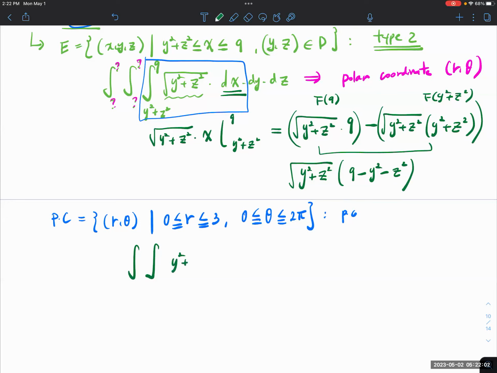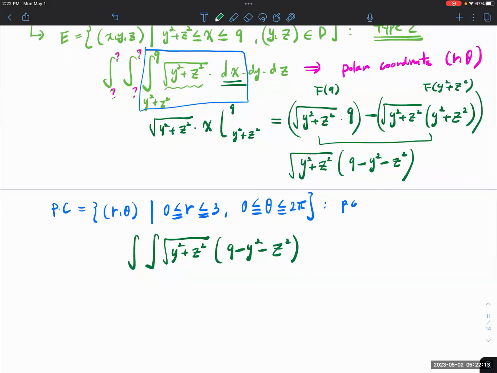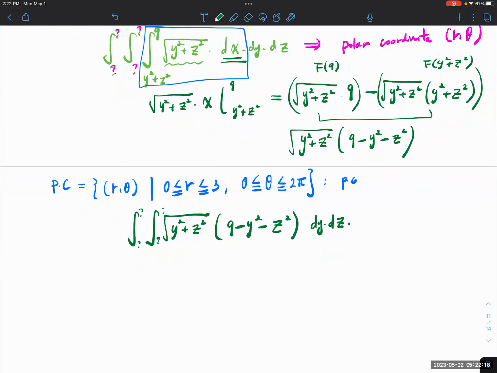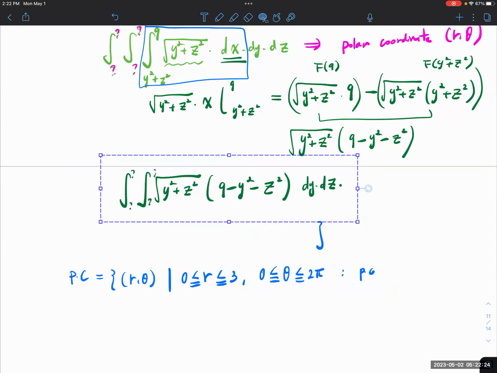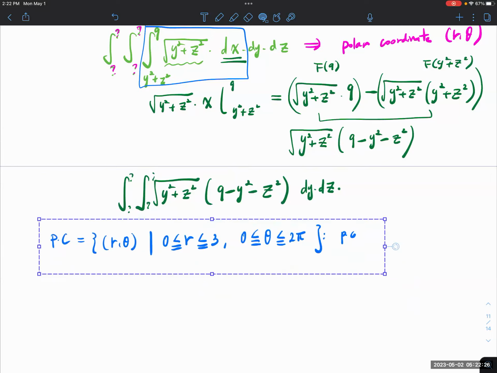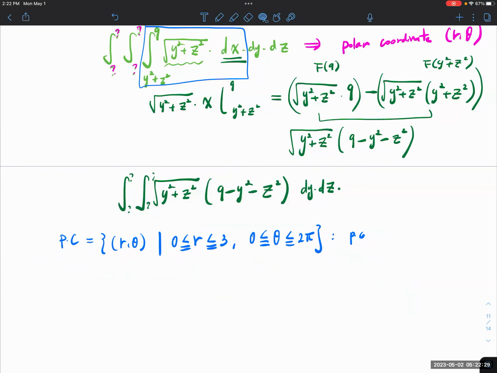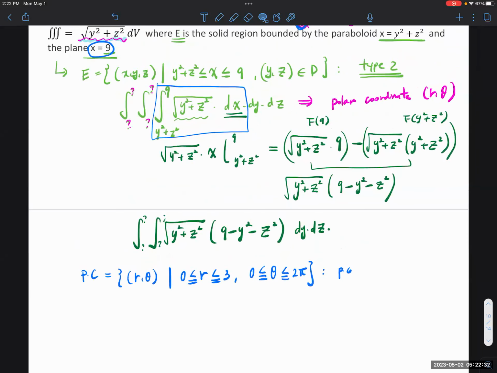So y squared, z squared, 9 minus y squared minus z squared, and then this is going to be dy dz. I don't know the interval. So we are changing into the polar coordinate system. So we have this so far. Okay, are you okay? Because I want to finish as much as I can in the regular rectangular system. Then if you cannot do any more, we're going to switch to the polar coordinate system.